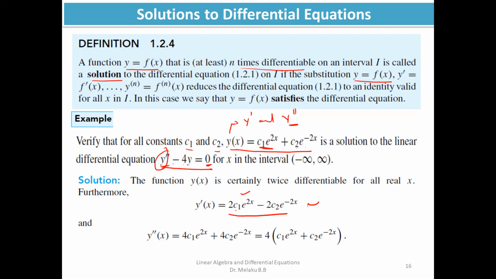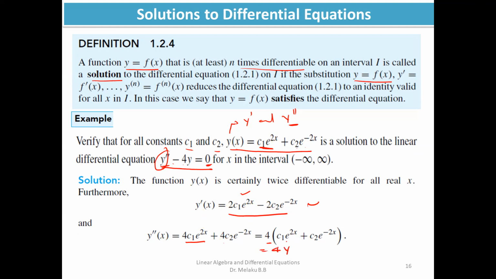Therefore, what will be the derivative of y prime? That will be y double prime, and this will be what? 4 times c1 e raised to x. That's great. Plus minus 2 times minus 2 is what? 4 times c2 e raised to minus x. Upon taking out 4 as common, this will be c1 e raised to x plus c2 e raised to minus x.